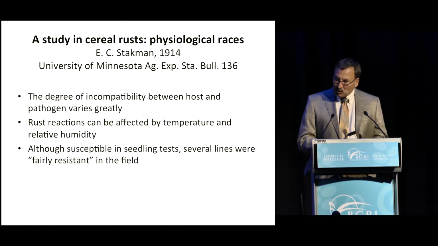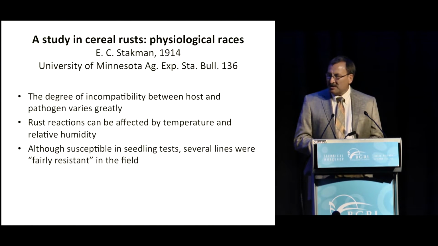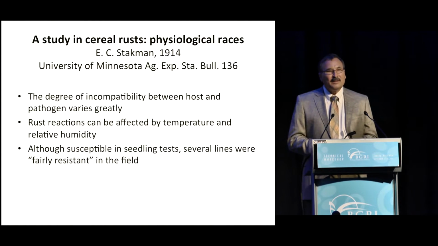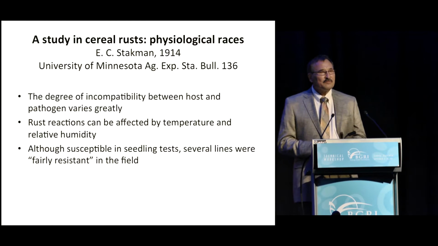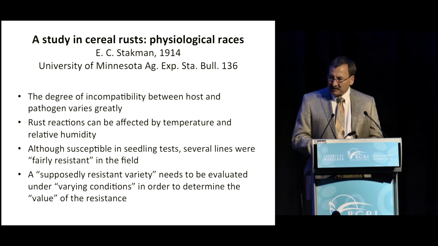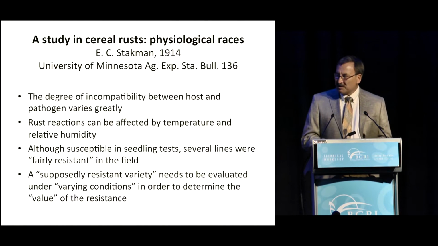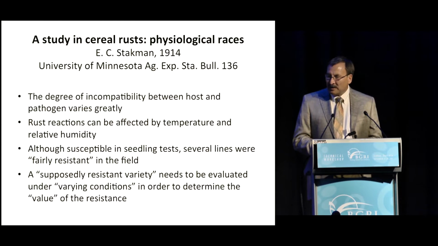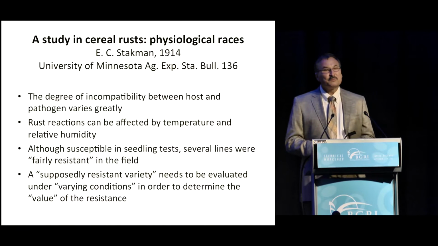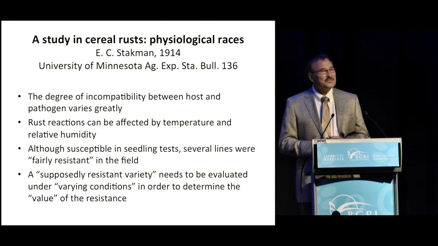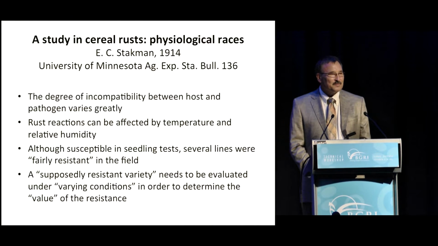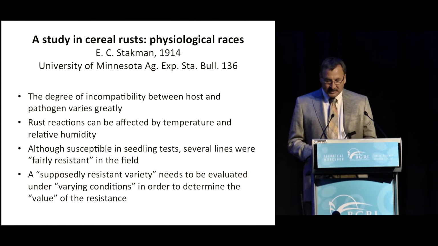And although susceptible in seedling tests, several lines were fairly resistant in the field. And I believe this is the first reference to adult plant resistance. And finally, a supposedly resistant variety needs to be evaluated under varying conditions in order to determine the value of its resistance. And this, to me, seems to be a prelude to Roy Johnson's definition of durable resistance. So remember, all this happened in 1914.